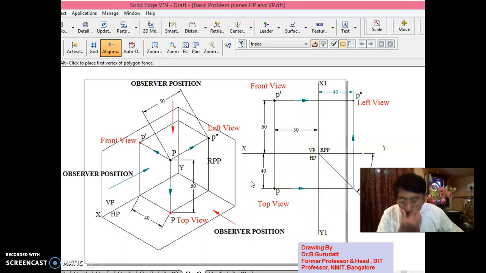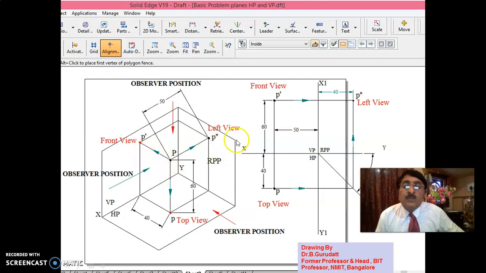Okay. And also I have told you the distance above HP is projected on VP. The distance in front of VP is projected on HP. Distance in front of VP is parallel to HP, in that way it is projected on HP. The distance above HP is parallel to VP, in that way it is projected on VP.